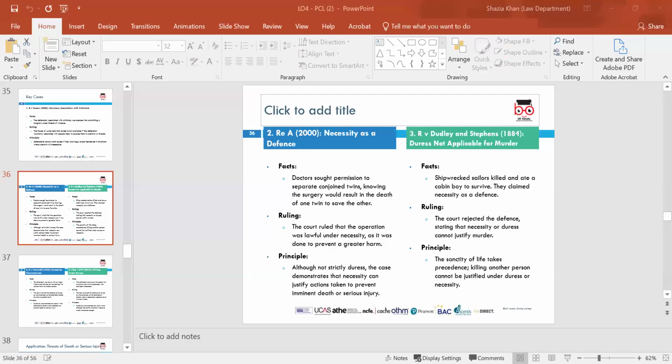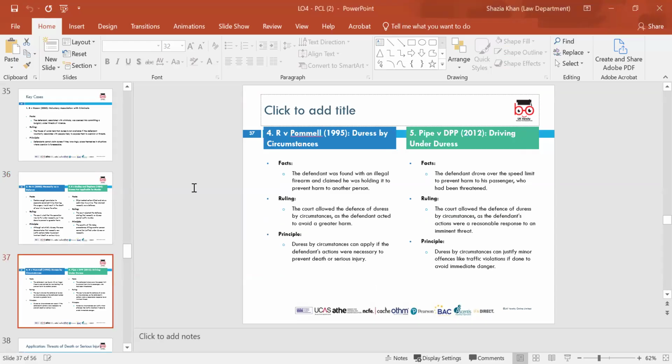The court emphasized the sanctity of human life. The court rejected the idea that necessity could be justification for killing, as it would create a dangerous precedent. The court held that moral dilemmas do not justify breaking the law. The defendants were found guilty of murder and sentenced to death, but were released shortly after. R v Pommell, 1995.